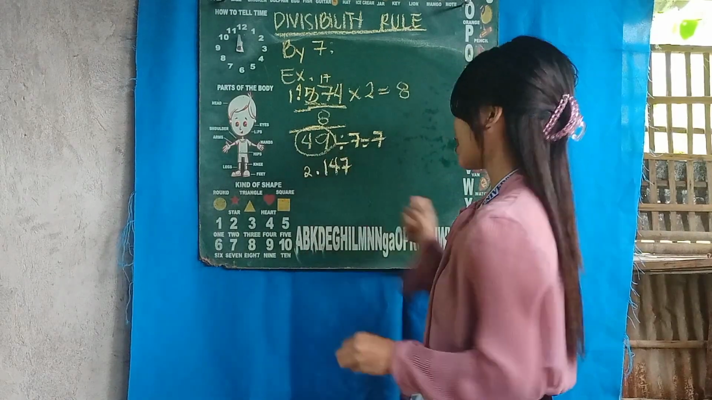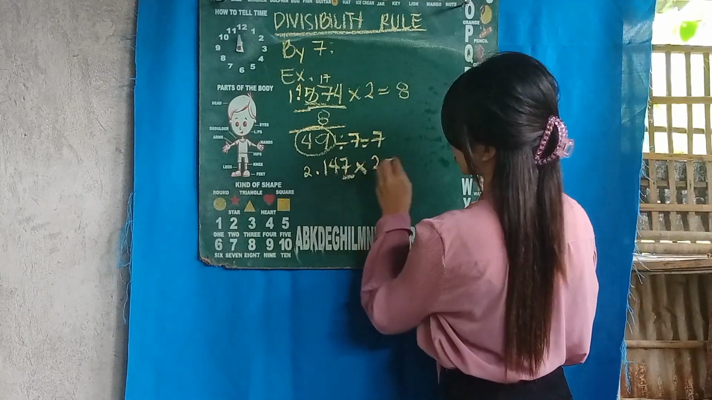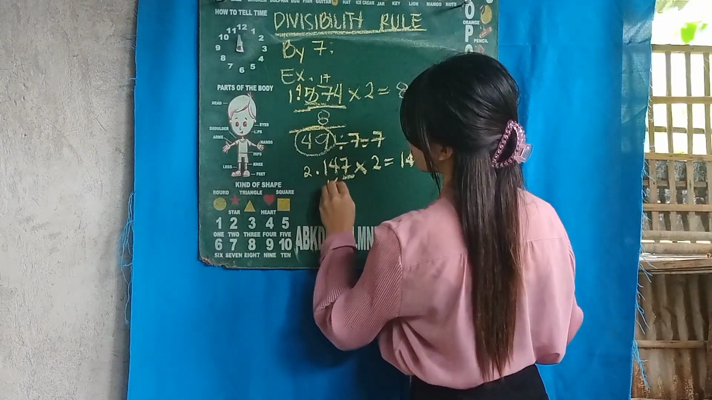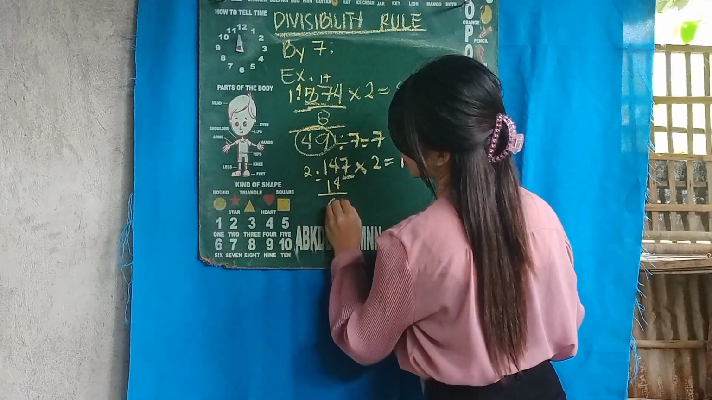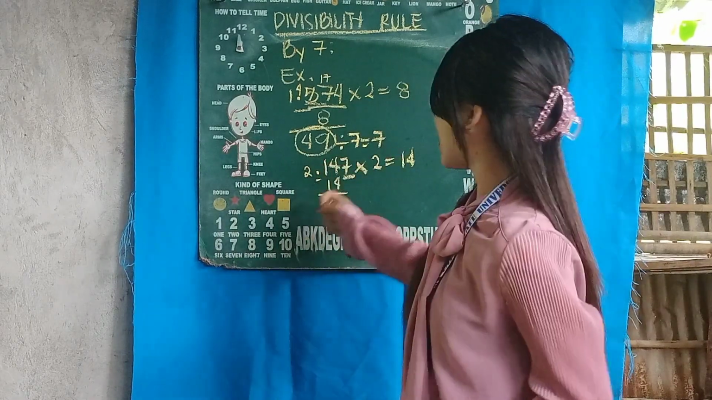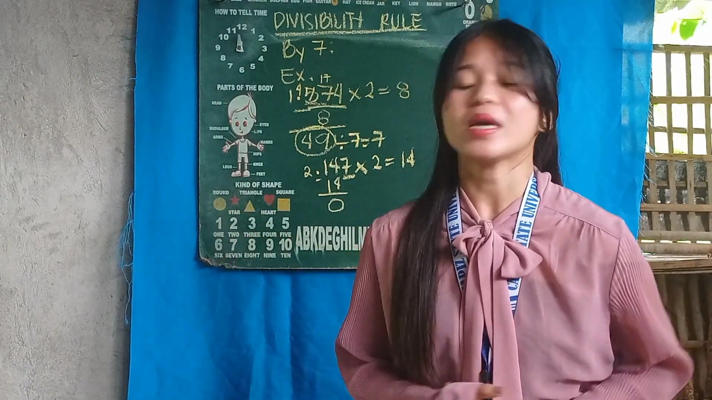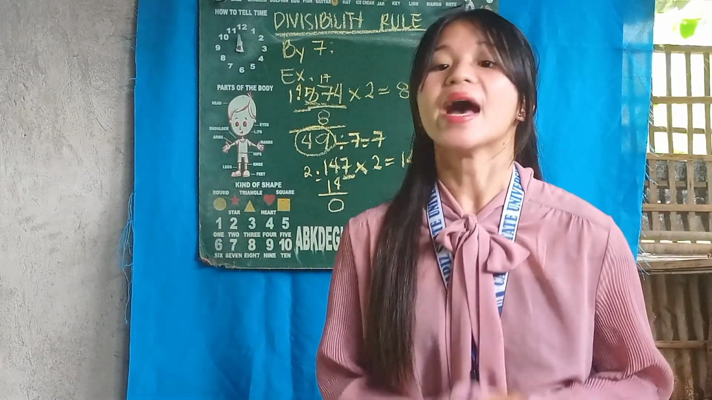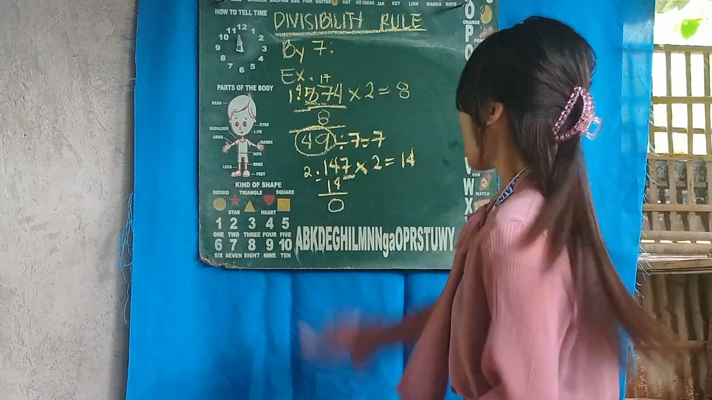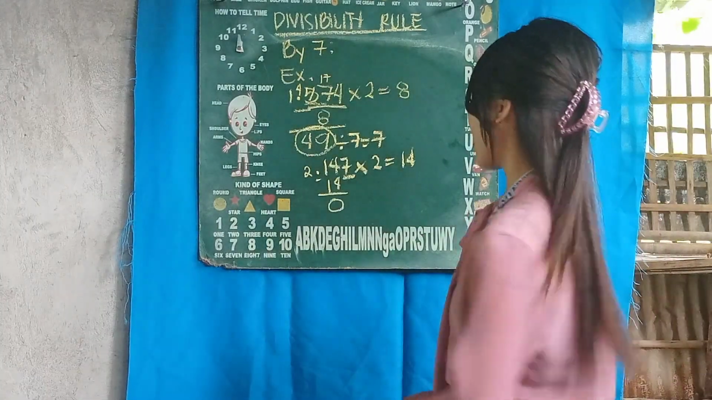147. The last digit is 7, and we multiply it by 2: 7 times 2 is equals to 14. Then subtract from the remaining number. 14 minus 14 is equals to 0. So, is 147 divisible by 7? Yes, because 0. Remember, 0 is divisible by any number. So, it means the original number, 147, is divisible by 7.